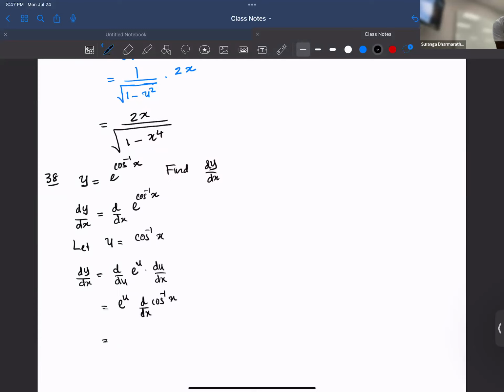e to the u is e to the cosine inverse x. D over dx cosine inverse x is negative 1 over the square root of 1 minus x squared. So that's your answer. You just need to figure out what you need to take as function u, and then you apply the chain rule. Does that make sense?